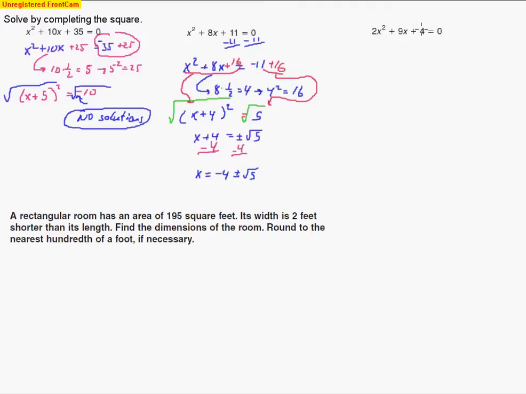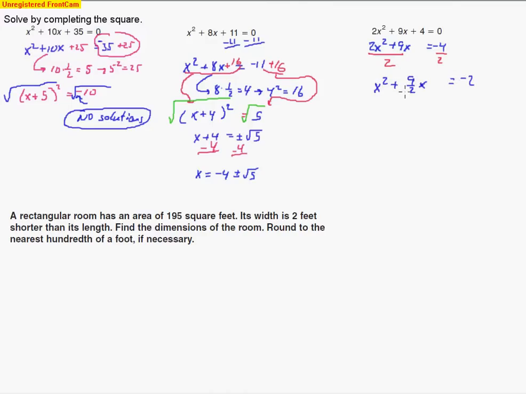First step, again, is to move that 4 back to the other side. So we're going to have 2x squared plus 9x equals negative 4. From that point, we need to get rid of this 2. We need to get rid of that coefficient in front of the x squared term and divide both sides by 2. So we're now left with x squared plus 9 halves x equals negative 2.